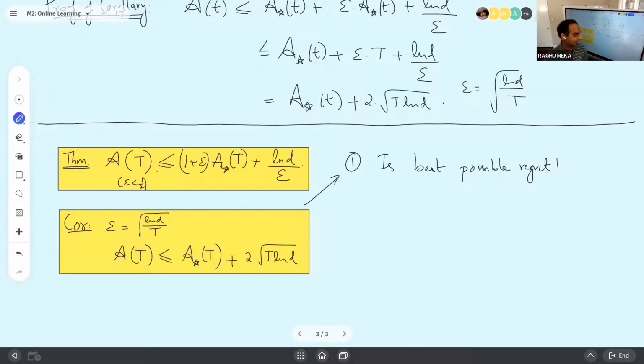You could have asked, we are getting square root t ln d, couldn't it have been like log t or something that's even much smaller? No, this is the best you can get, by any algorithm, not just multiplicative weights.